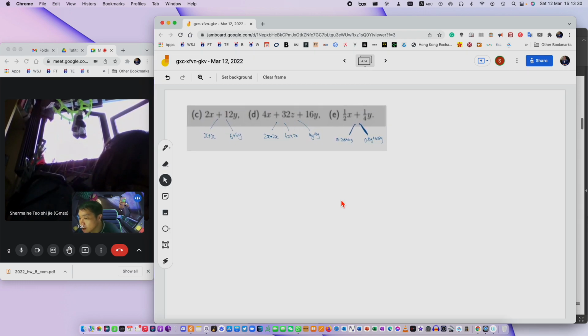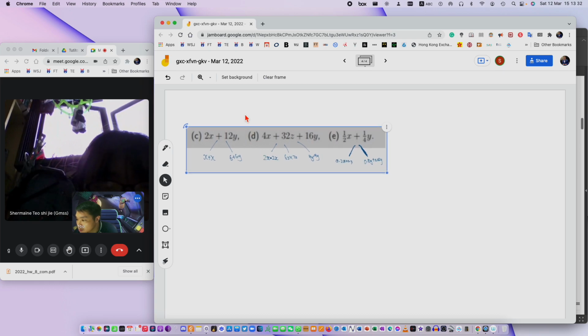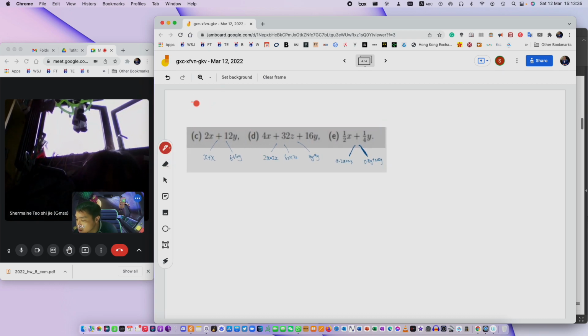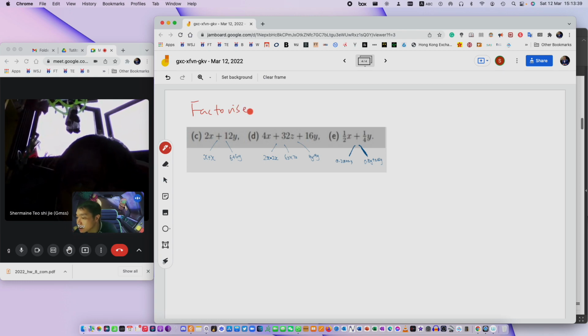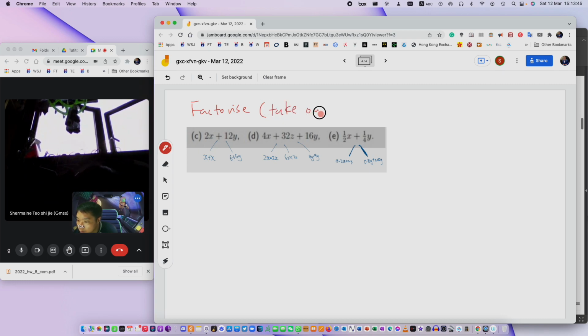Okay, what's the meaning of factorize? Well, just now we talked about simplify, right? Simplify means combine similar terms, right? Then what about factorize? Factorize means take out common factor. I'm going to explain to you. Take out common factors. Okay?